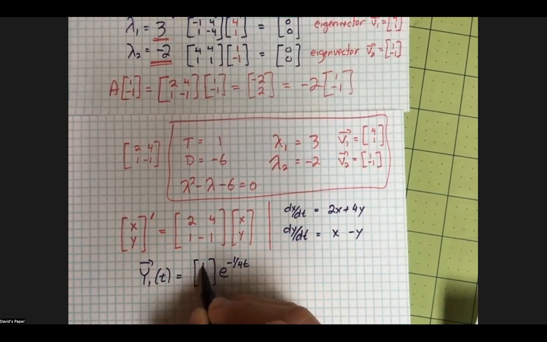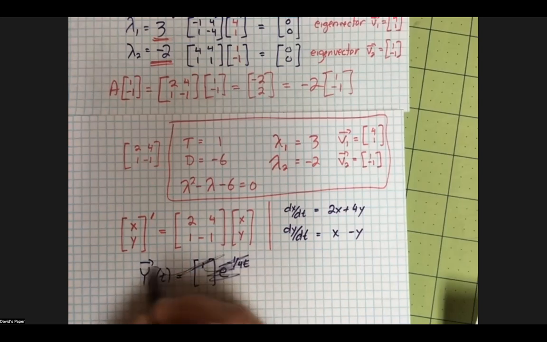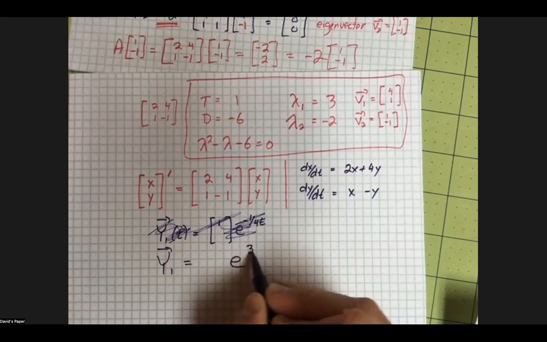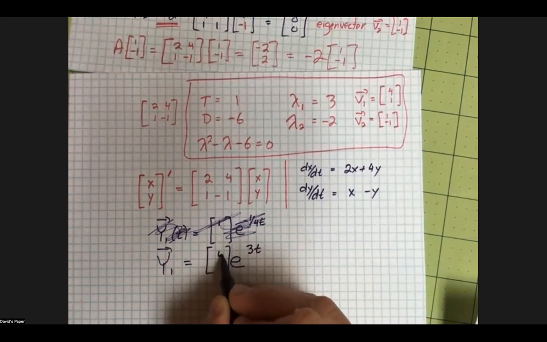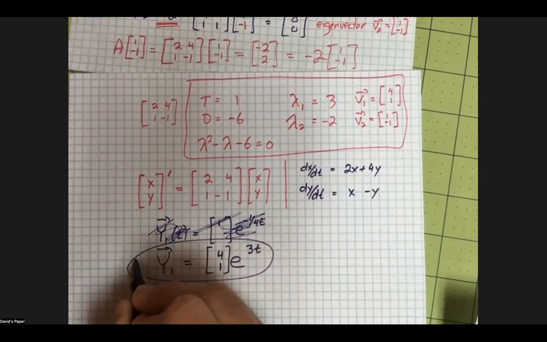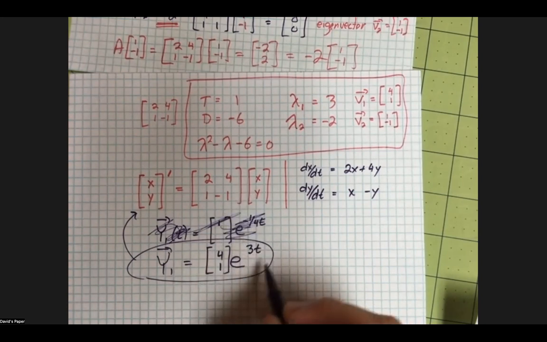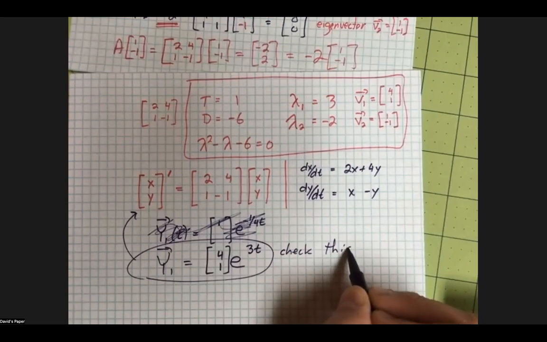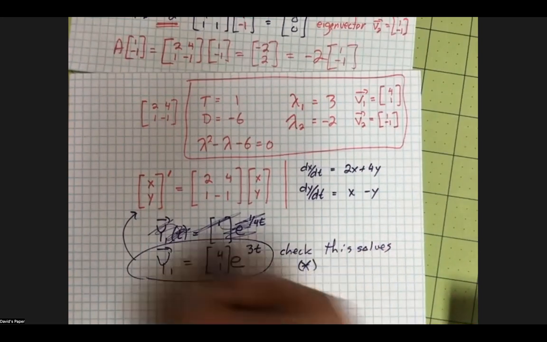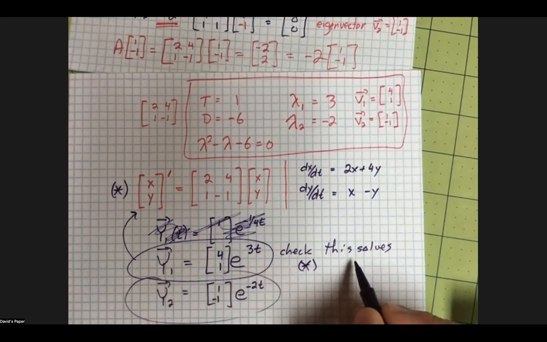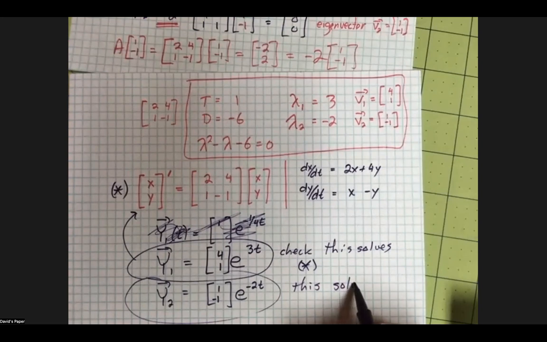If I have eigenvalue lambda is 3, and the eigenvector for 3 is 4, 1, then this is a solution to this system. Do you remember last week when I showed you how to differentiate this and then multiply by the vector? Go ahead and check that this solves system star. The other solution is eigenvalue minus 2 and eigenvector 1, minus 1. This also solves star.